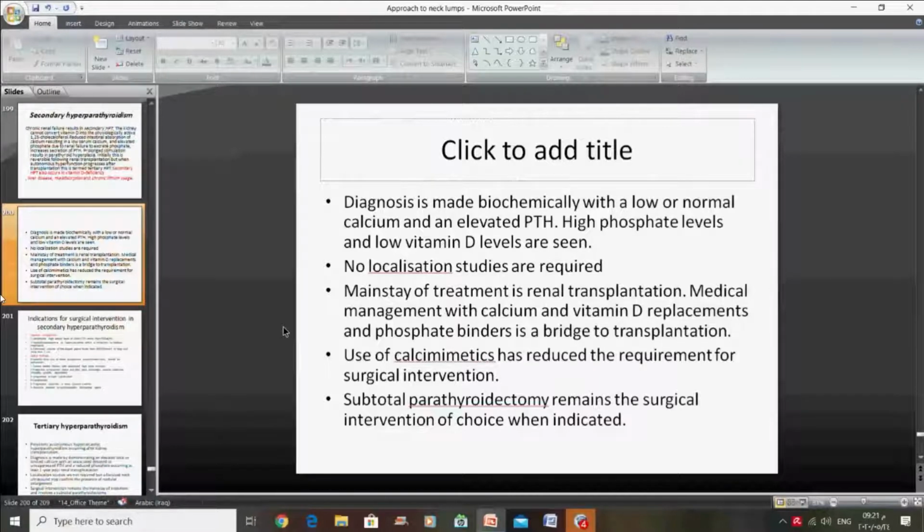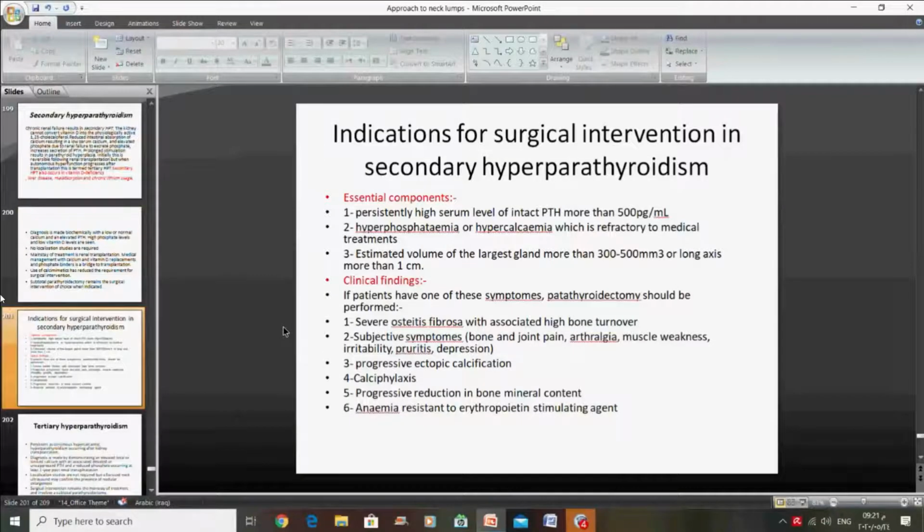The mainstay of treatment is renal transplantation. احنا هنا الكوز لازم نعالجه، اللي هي شنو؟ الكرونيك رينال فيلر. فشو نسوي؟ Renal transplantation. Medical management with calcium and vitamin D replacement and phosphate binder is a bridge to transplantation. Use of calcimimetics has reduced the requirement for surgical intervention. Subtotal parathyroidectomy remains a surgical intervention of choice when indicated.